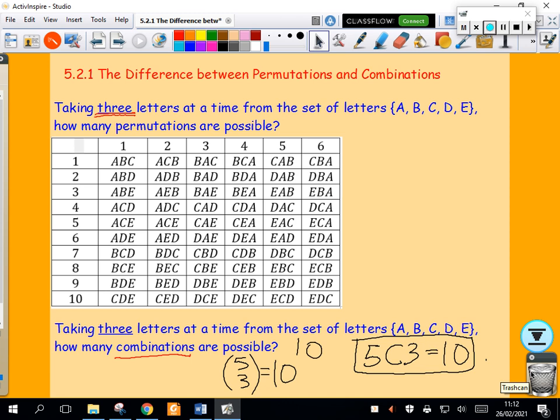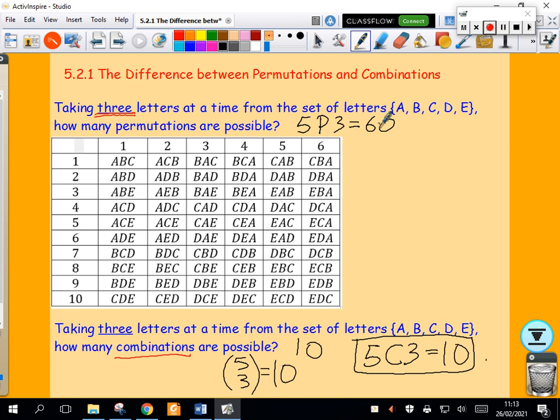So there's a big table showing all the different permutations. I have 10 different combinations. Each combination can be arranged in 6 ways. So the number of ways I can do this is 60. And the way we write that is we have 5 objects from which to choose. We're taking 3 at a time, and we're arranging them in as many ways as possible. So we say 5 permute 3 equals 60.